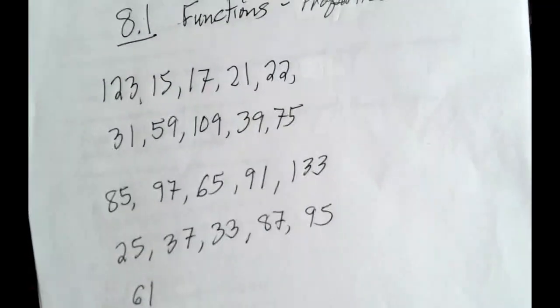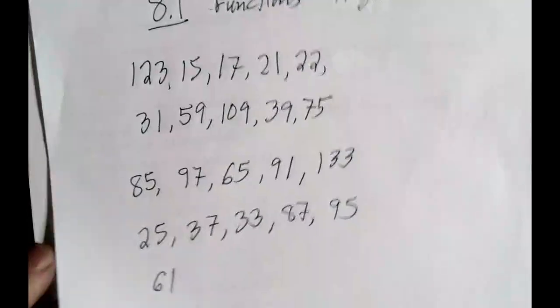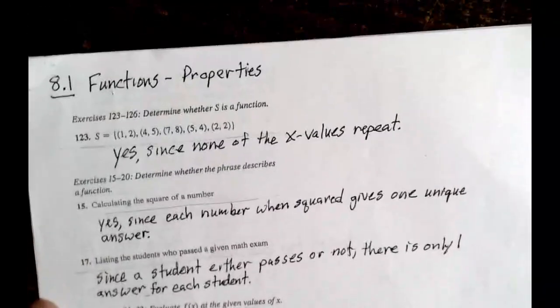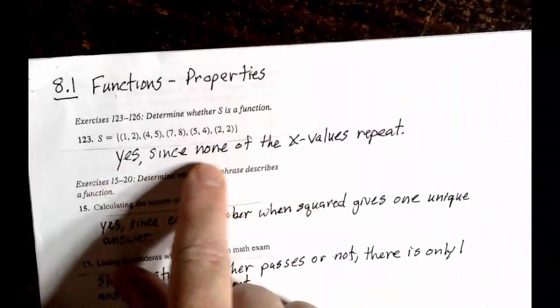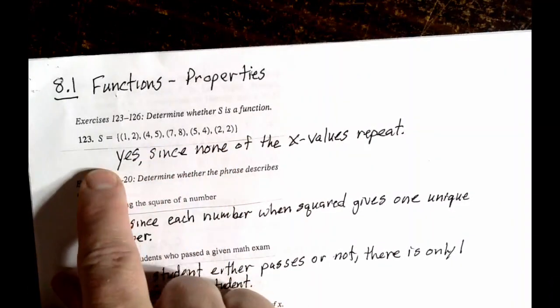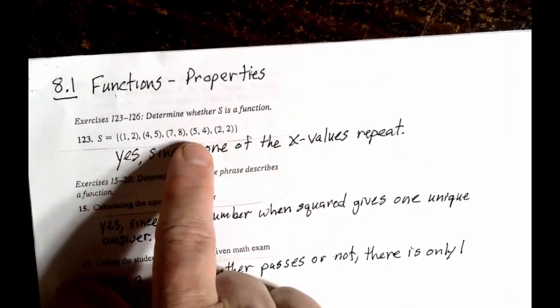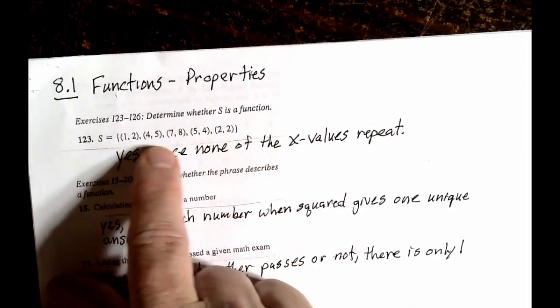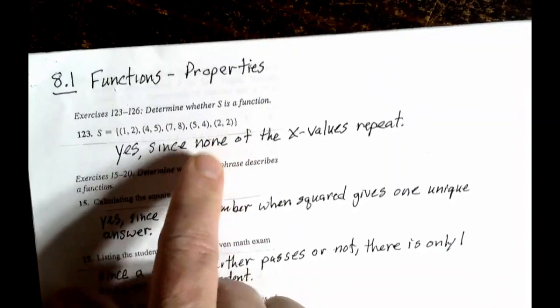Alright, so we're going to do these problems here. And we do them in the exact same order. You're going to see them on the homework assignment. Okay? So question 123, it says determine whether s is a function. So it's a function if there's no repetition in the x's. So 1, 4, 7, 5, 2. Nothing repeated there. So that is a function.